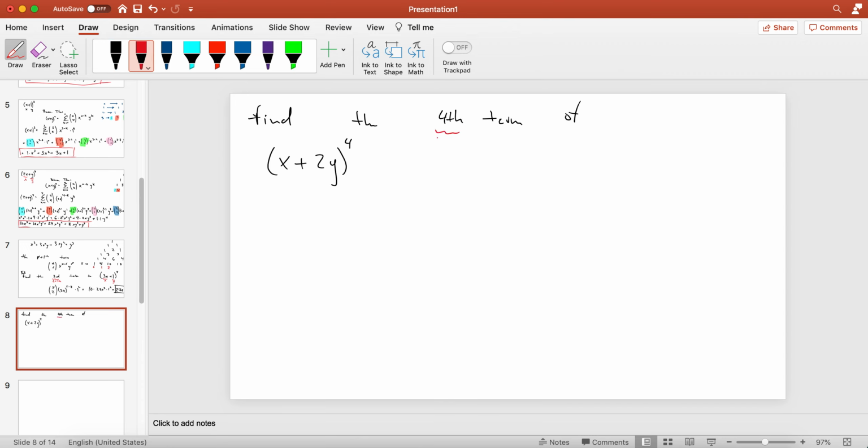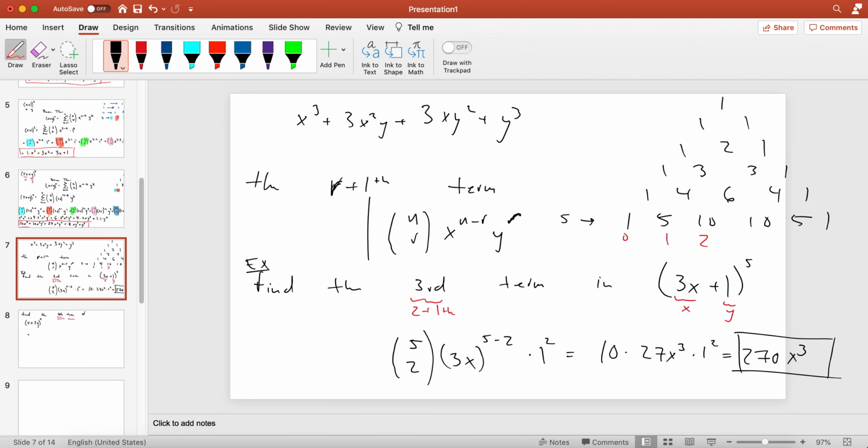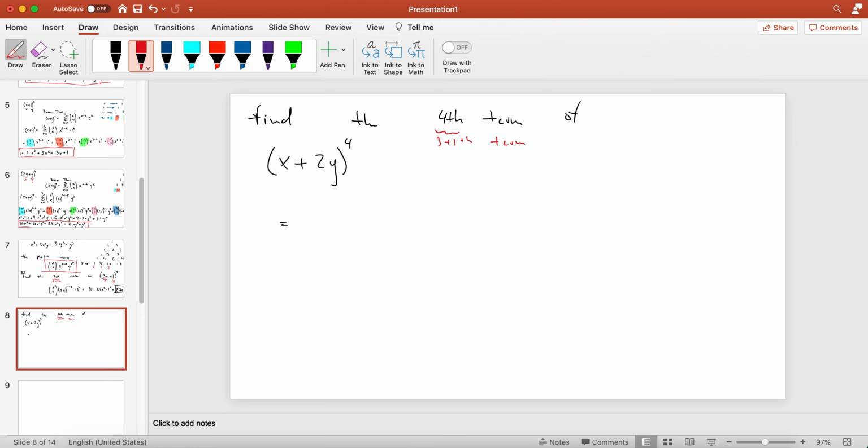Well, the fourth term is the 3 plus 1th term. I'm doing this because in this case, r is going to be 3, not 4. So according to the binomial theorem, we need to use this: n choose r, x to the n minus r, y to the r. What is my x here? Well, my x is just x. That's fine. And my y is 2y, actually.